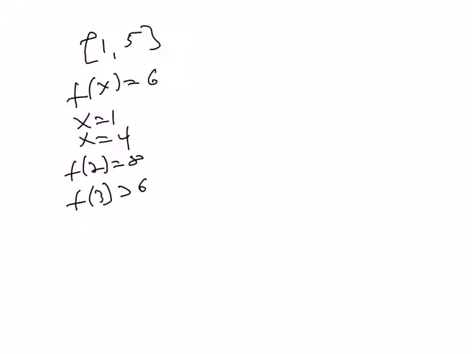So first, let's write down the intermediate value theorem, which states, on page 104: if f is continuous on a closed interval a, b, and let n be any number between f of a and f of b, where f of a does not equal f of b.